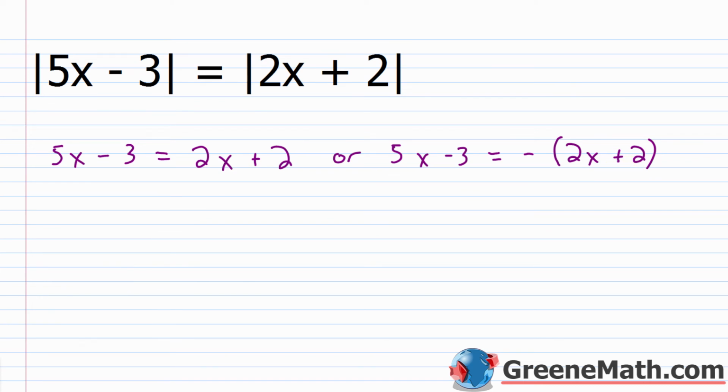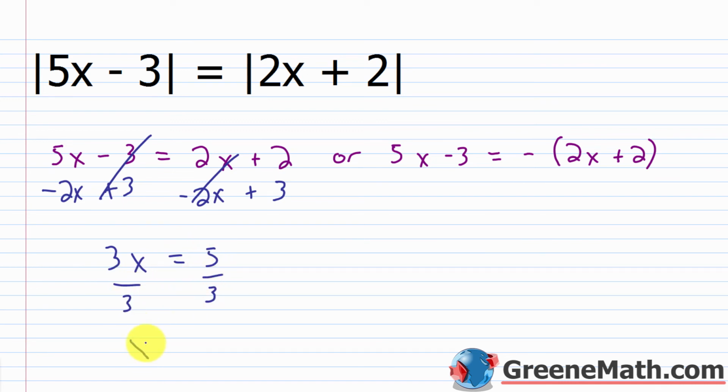So we start out by solving this guy. We add 3 to each side. That's going to cancel. And we subtract 2x away from each side. That's going to cancel. 5x minus 2x is 3x, and this is equal to 2 plus 3 is 5. Divide both sides by 3, and you get x is equal to 5/3.